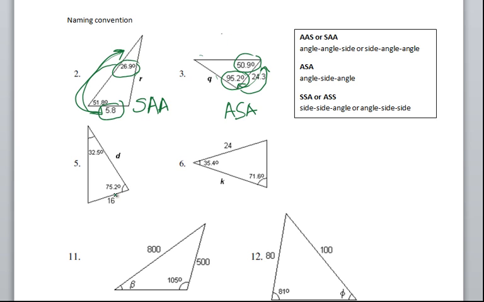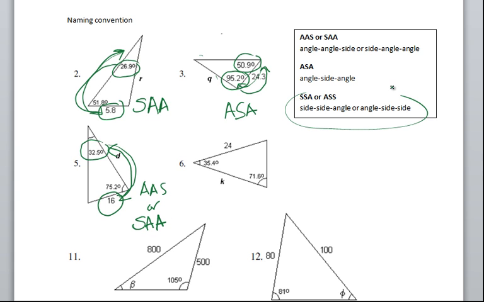This one's kind of interesting. Let's start here at this 35.2 and go this way. While I don't have a side D, I do have the next consecutive angle. Okay, so this is an angle, angle, side triangle, an AAS, or if you chose to start at the 16, you would go this way and have side, angle, angle. So this is AAS or SAA. Okay, and they're equivalent. It's this one. Okay.